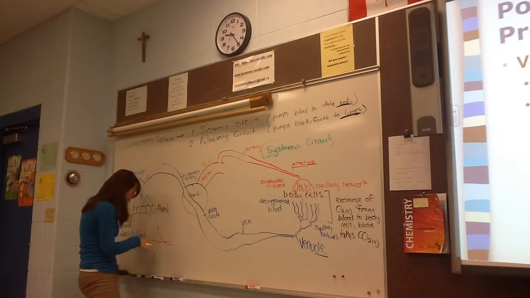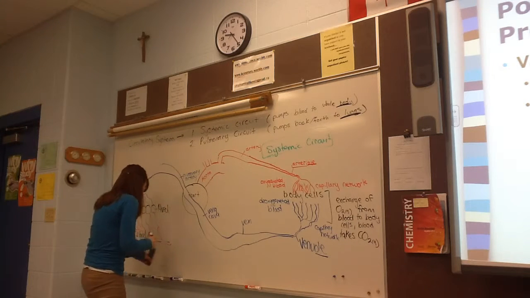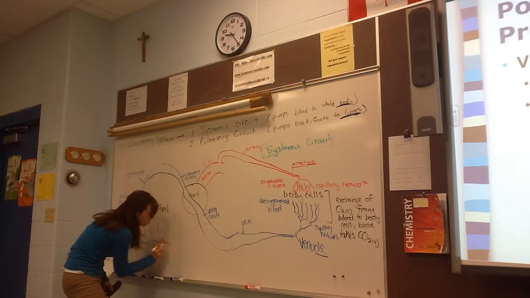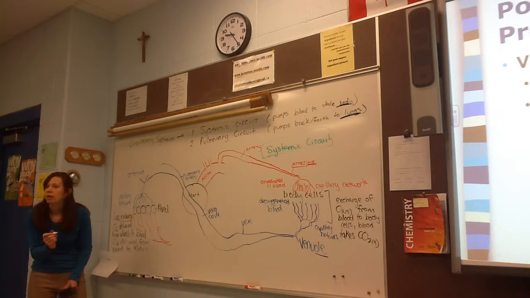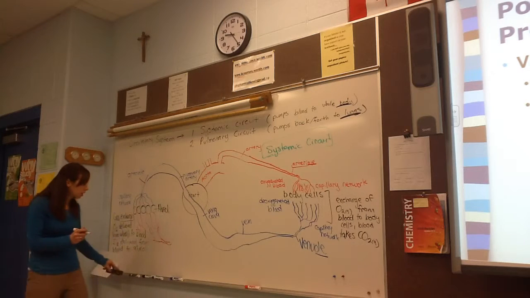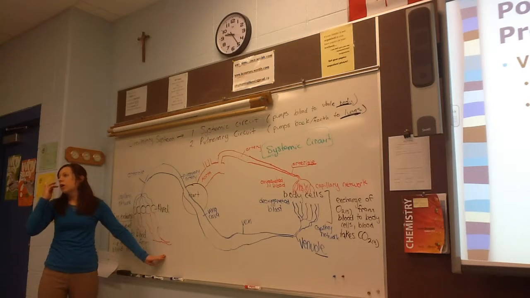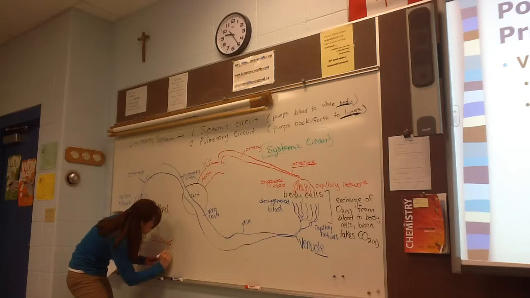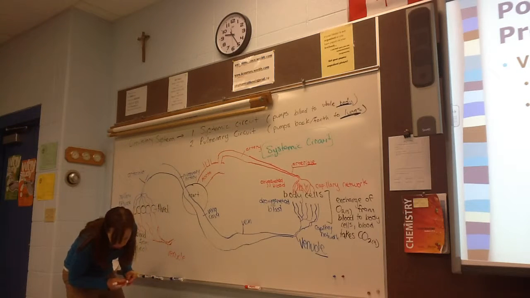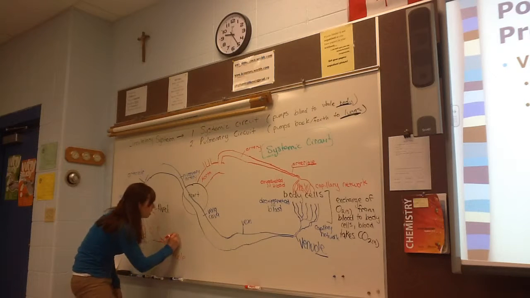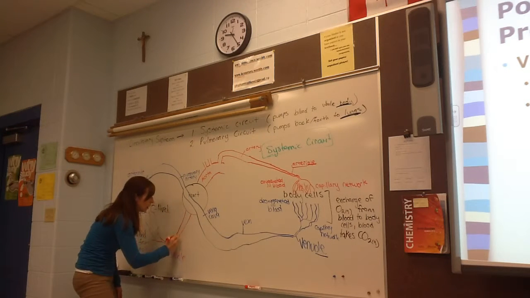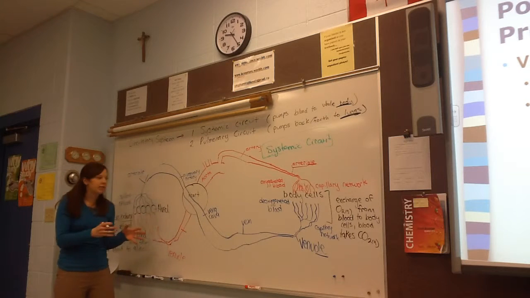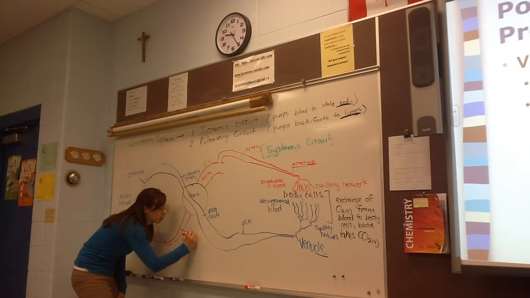Now, are we going back to the heart or away from the heart at this point? I need to go back to the heart. So this is then a what? Artery or vein? A venule specifically, yes. So I have a venule. And then it branches off into a larger vein, but this one is specifically called a pulmonary vein.